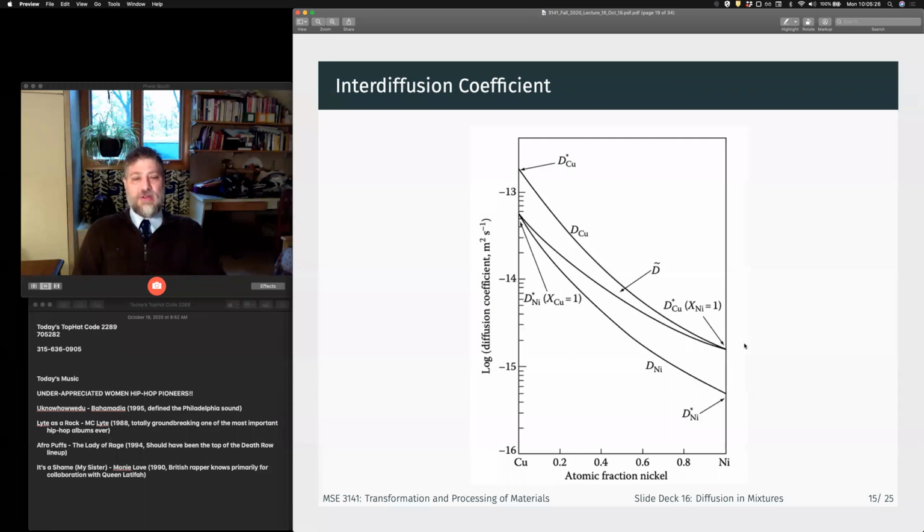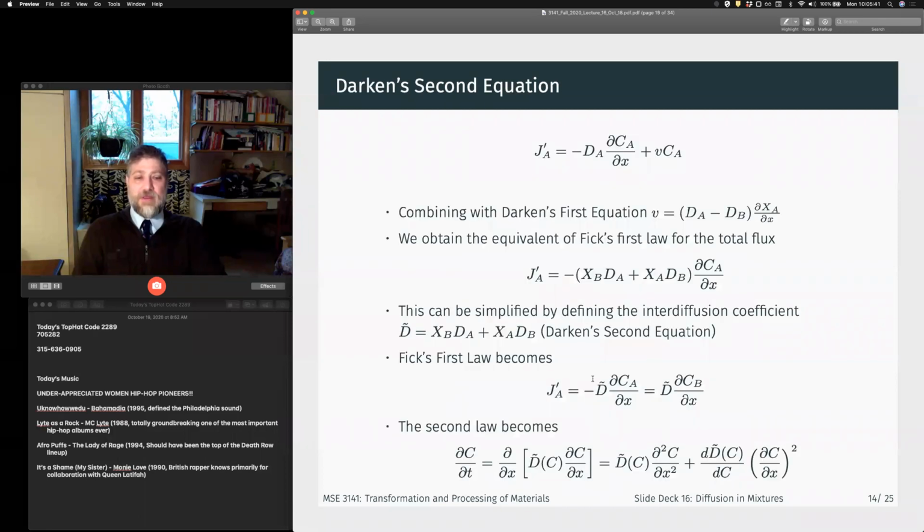On Friday, we'll take a look at how exactly this interdiffusivity works, and look at some examples of how this can be applied. But these are Darken's first and second equations, which are used to analyze exactly what's going on in this interdiffusion. This is kind of hard to wrap your head around. You'll have to see this multiple times before you can really internalize it, and that's normal.